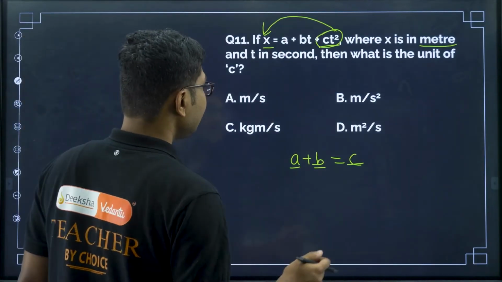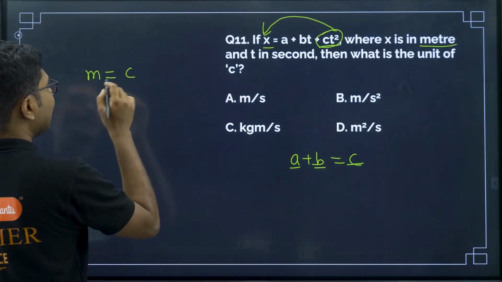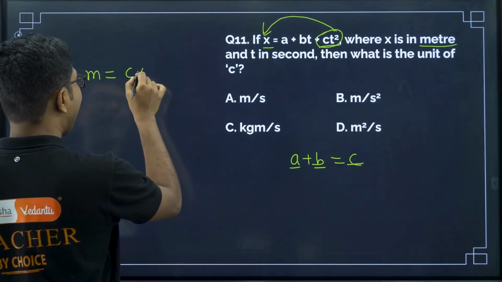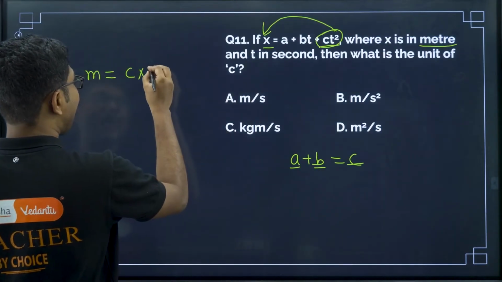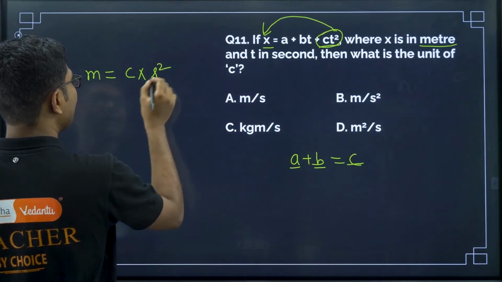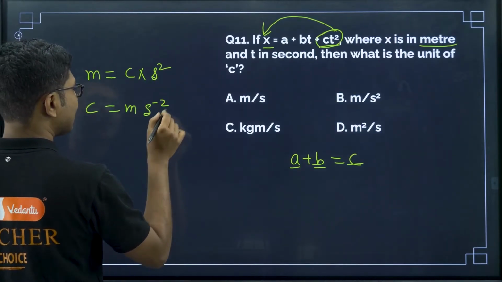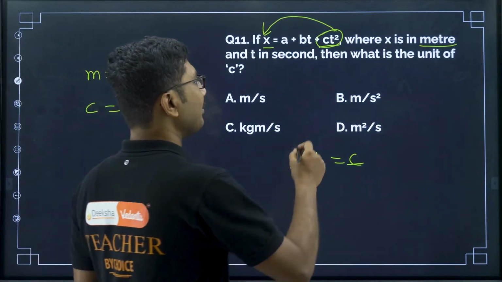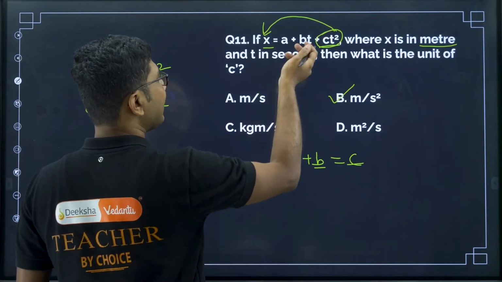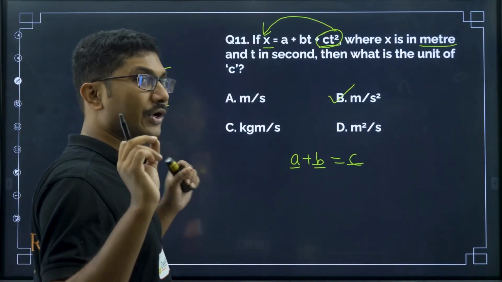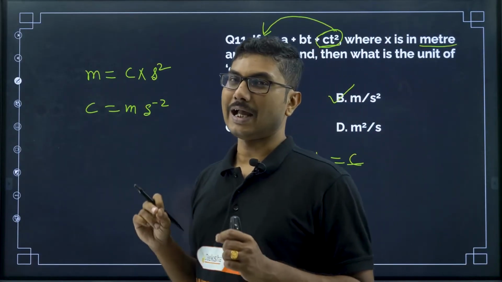Now, x is in meter, we do not know the unit of c, and t square is given. T square means time, second square. So c is meter second to the power minus 2, or meter per second square. So meter per second square is the answer. Okay, you do not need to consider a and bt, you can ignore them. Only consider the two quantities you are asked about and then solve it.